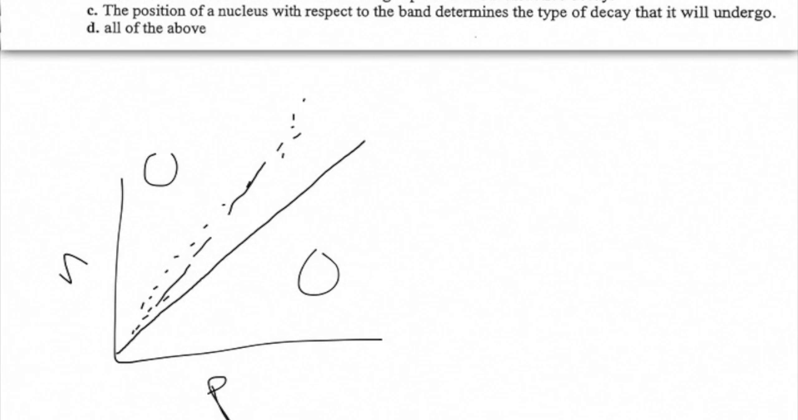And where the atom falls in that graph can also tell you what type of decay it's most likely to undergo. So the choice here is actually all of the above. All of these statements are true if you draw a plot of proton to neutron ratio.